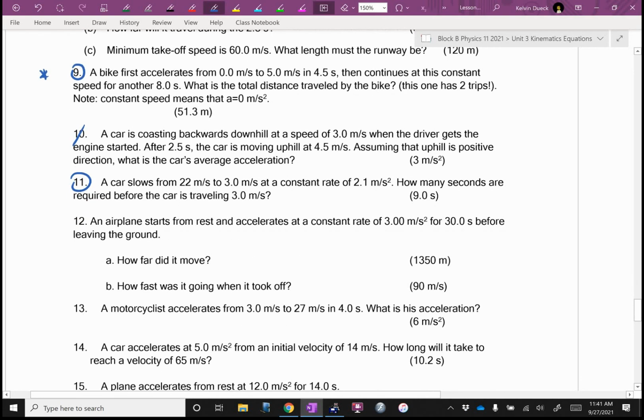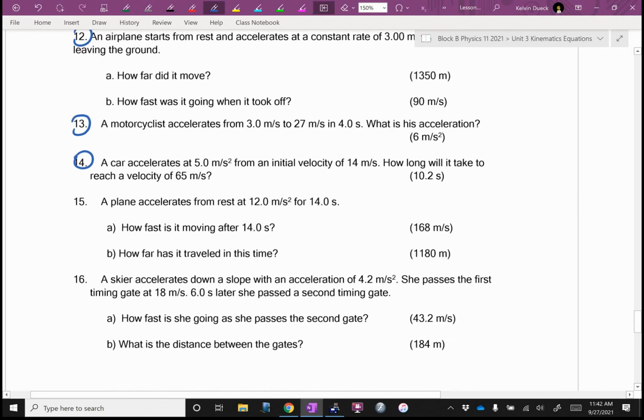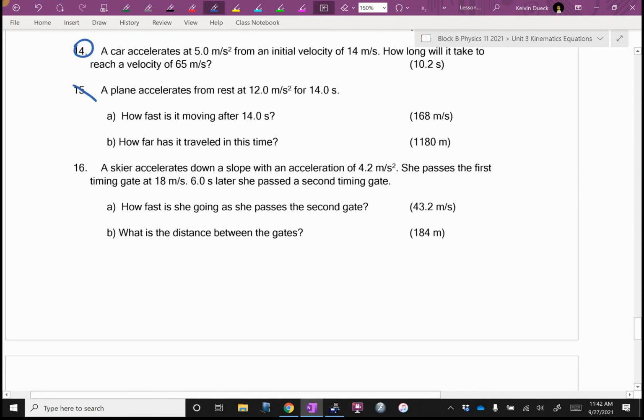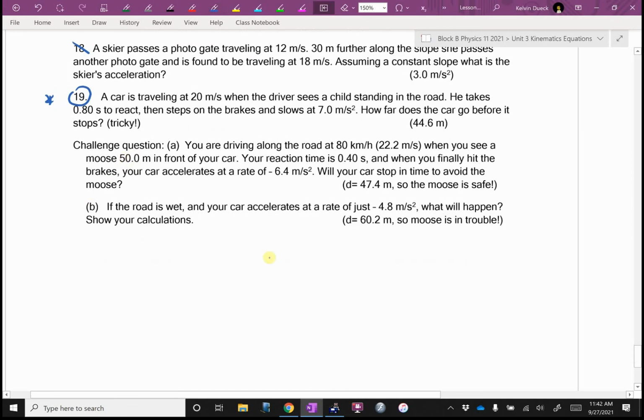11 is good. 12 is good. 13, 14. You can skip 15. You can skip 16. 17 is good. You can skip 18, and we're going to put a star next to number 19. Number 19 is really tricky. Your hint for number 19 is there's technically 2 trips. The 2 that I put a star next to, that's my way of saying that's tougher than you'll see on a test. Probably tougher than you'll see even on a quiz. And then if you're trying to get 100%, you can try the challenge question, but I'll leave that for now.